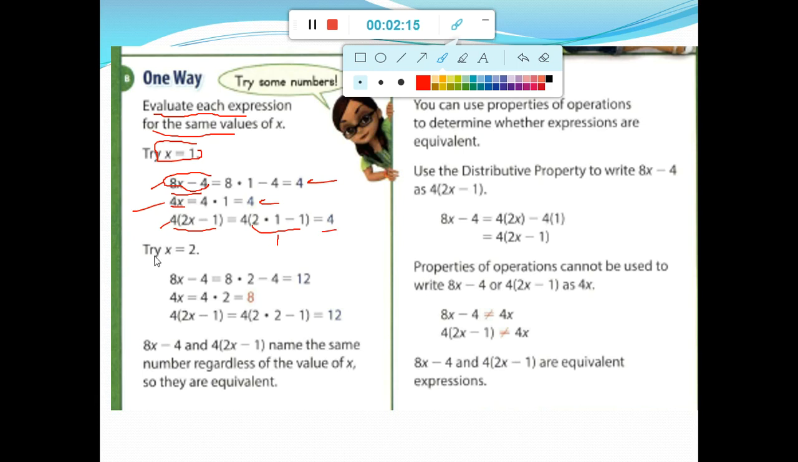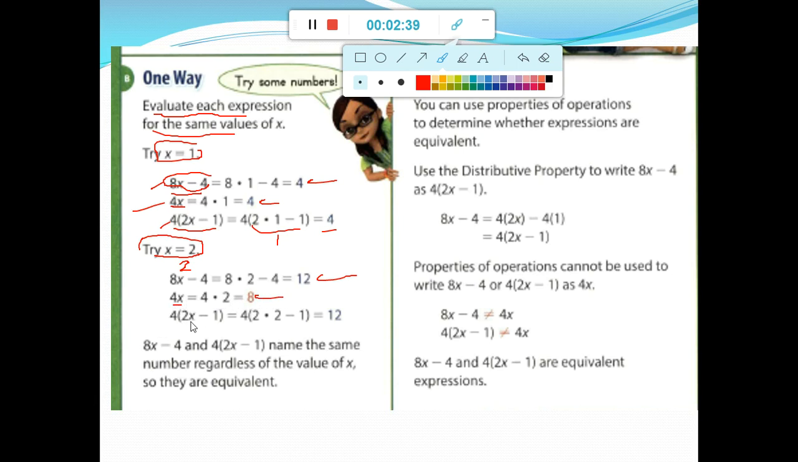So now I need to try another number to make sure if they are equivalent or not. Now I'll try x as 2. So here x becomes 2. So 8 multiply 2 equals 16. 16 minus 4 equals 12. The second one, 4x. So 4 multiply 2 equals 8. So they are not equivalent.